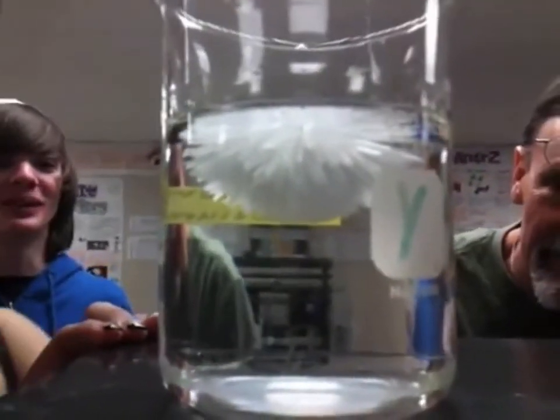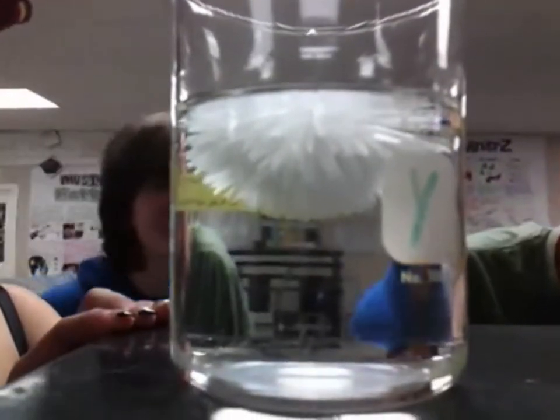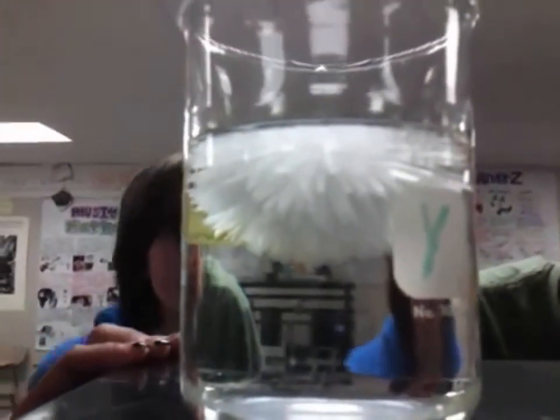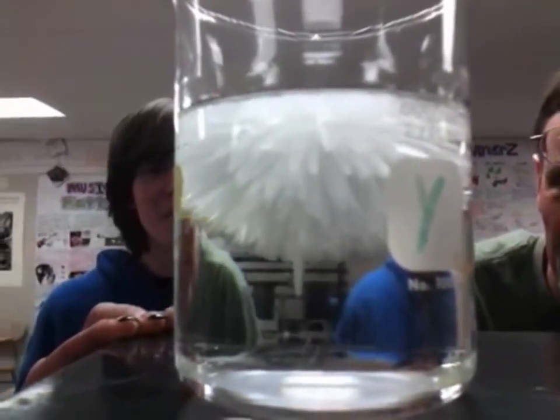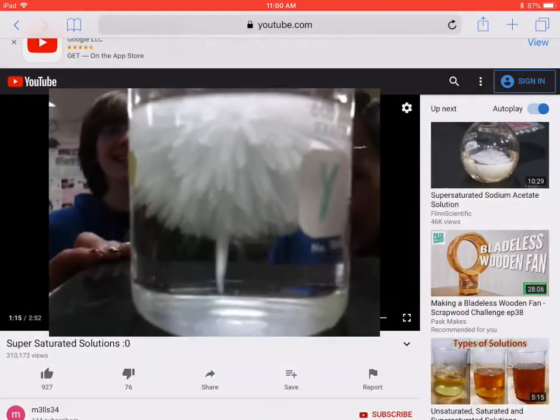So we may do this ourselves in class, but I figured I'd give you a little representation of it here. All of those crystals are forming because they're coming out of solution rapidly. And this happened because he made a supersaturated solution.